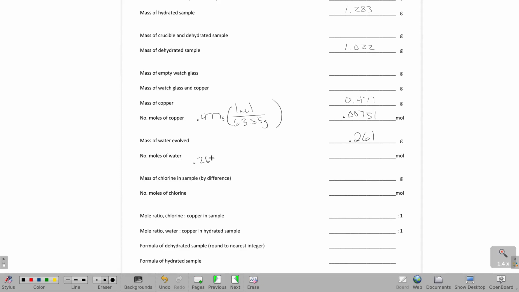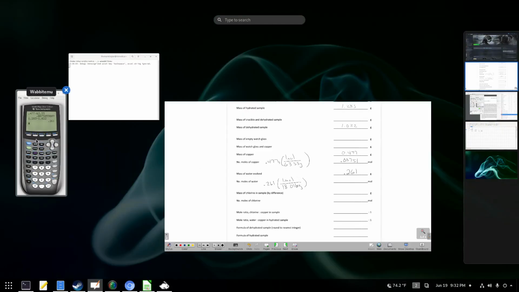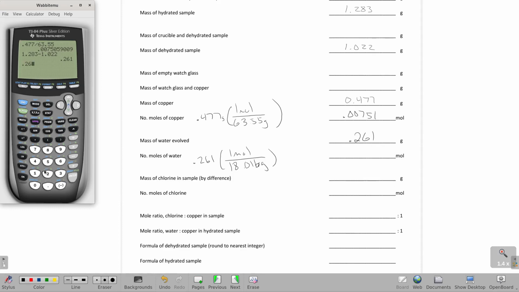We're going to do a similar thing for the moles of water. I'm going to take that 0.261 and now we'll just use the molecular weight of water. 0.261 divided by 18.016 is 0.0145.